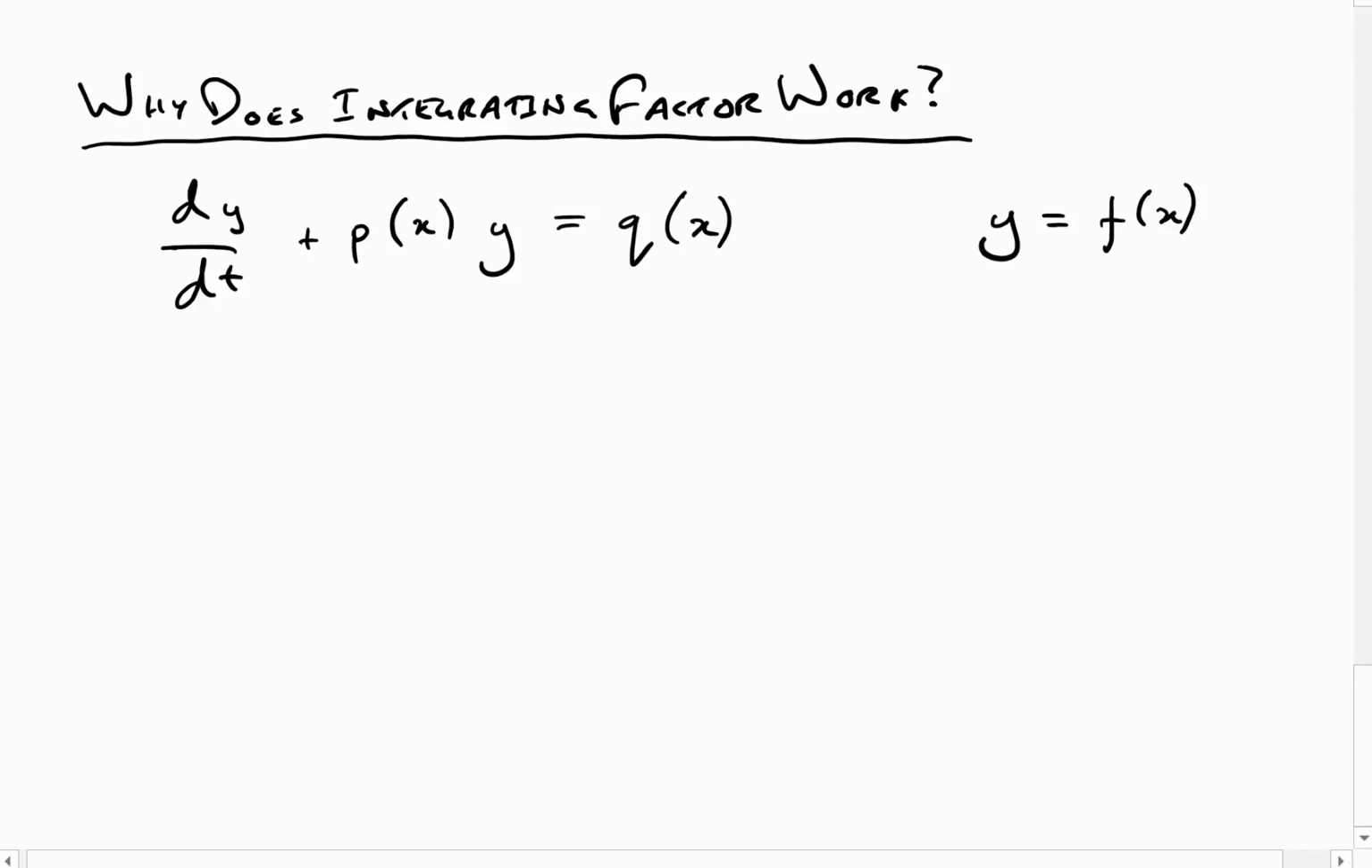Hello! So, in this video, we're going to be talking about why this method of an integrating factor works so well. Essentially, if you remember, we have a first order linear differential equation that looks like that. What we do is introduce a new function, mu, and when we multiply it through that equation, we effectively get rid of that middle term there.